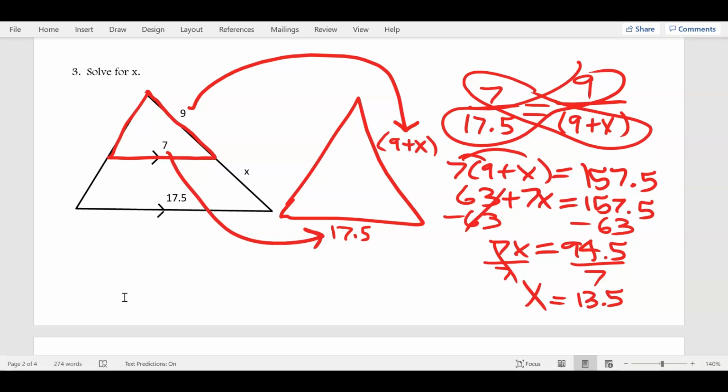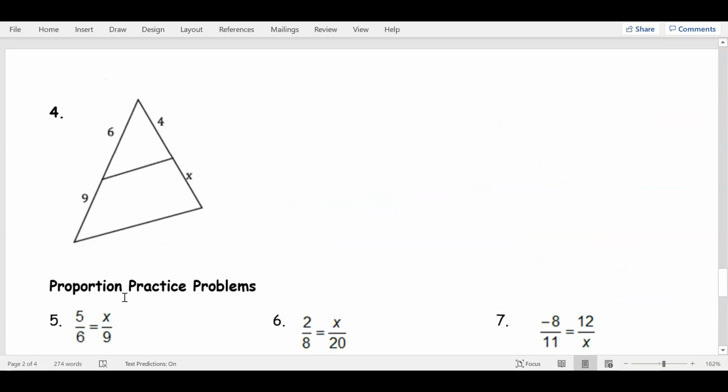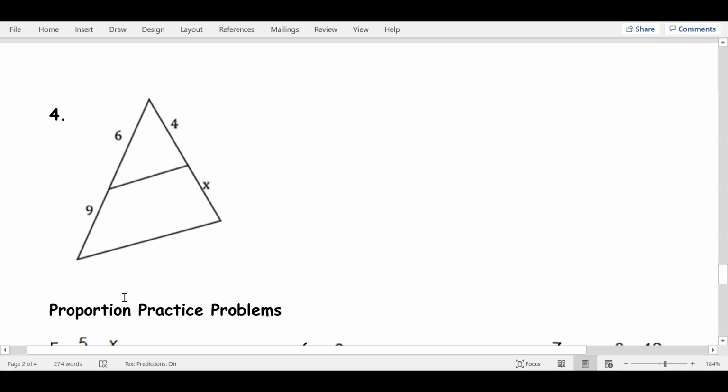So flip it over to number 4. Does anyone still need this? Number 4. How many triangles do you see? 2, right? Little triangle within a big triangle. So once again, let's outline the little triangle. And I know the little triangle has two sides, 6 and 4, right? But the big triangle is what we need. So I'm going to redraw the big triangle.